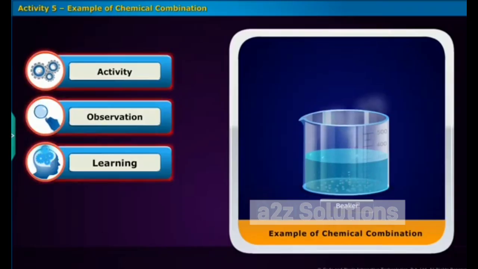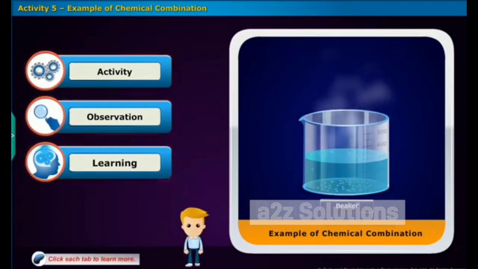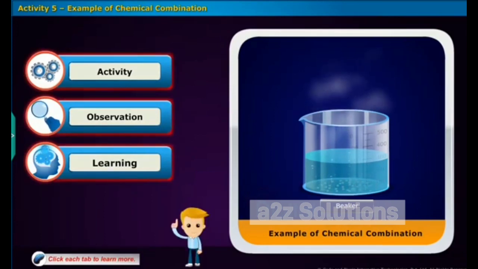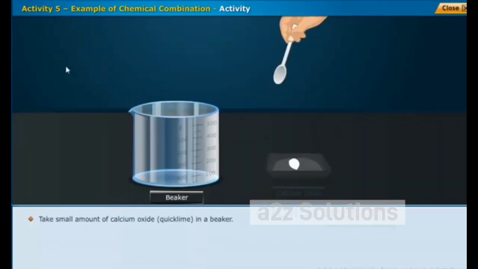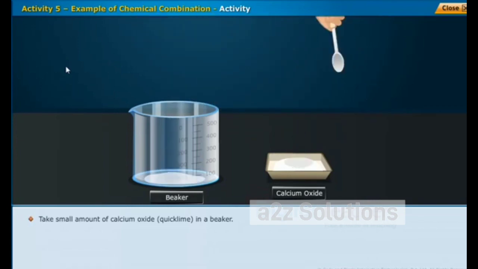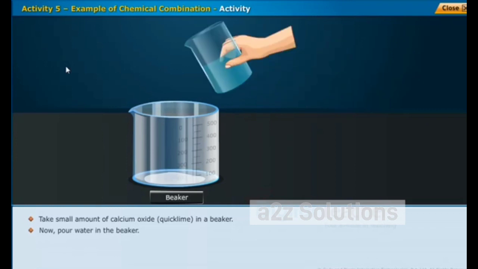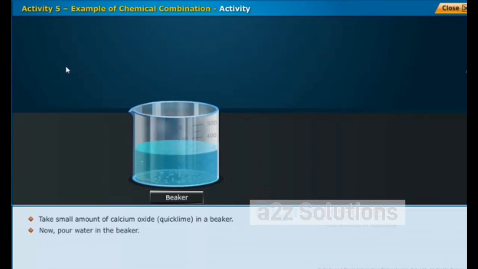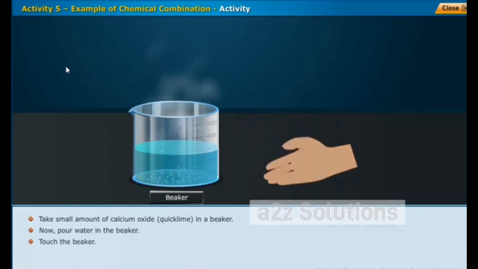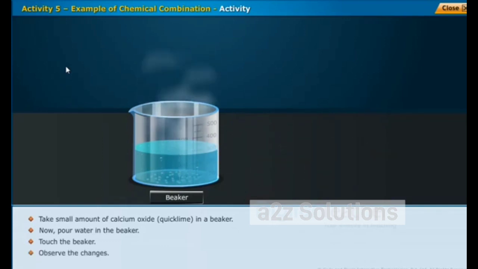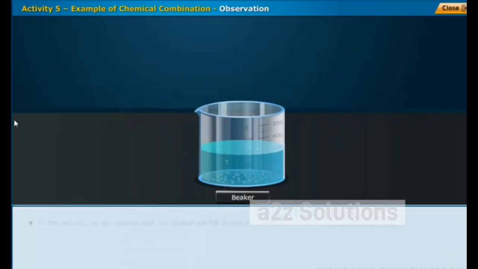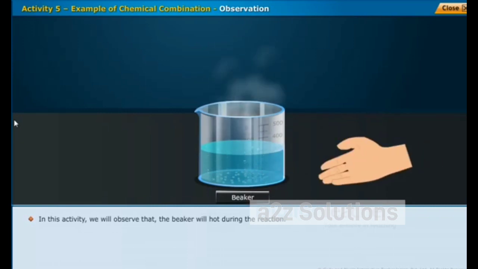Let us perform an activity to know about the chemical combination reaction. Click each tab to learn more. Take small amount of calcium oxide in a beaker. Now pour water in the beaker. Touch the beaker. Observe the changes. In this activity, we will observe that the beaker will become hot during the reaction.